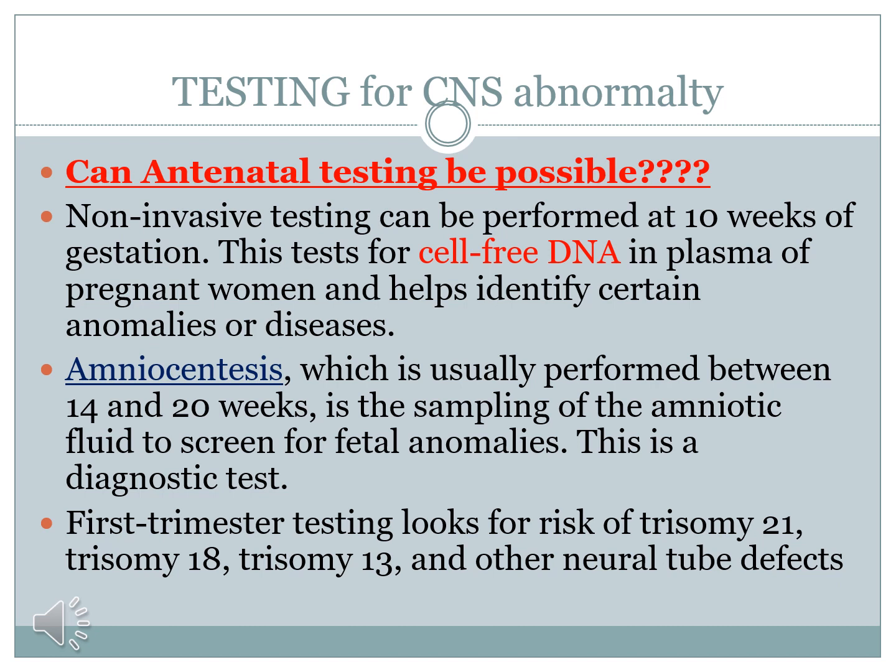What is amniocentesis? It is a procedure performed between the 14th and 20th weeks of gestation. A sample of amniotic fluid is taken to detect or screen for certain fetal anomalies. It is a diagnostic test. The first trimester test looks for the risk of certain disorders such as Down syndrome, trisomy 21, trisomy 18, and trisomy 13. Certain neural tube defects can also be discovered by amniocentesis.